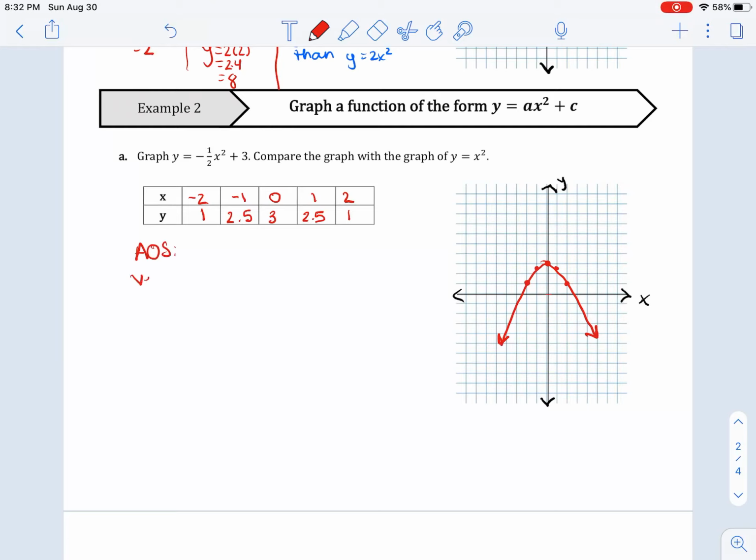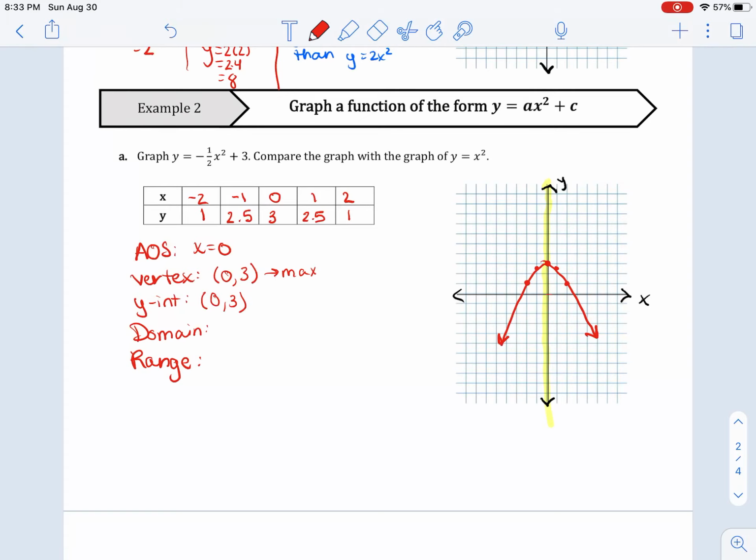So let's label. We always want to label the axis of symmetry, vertex, y-intercept, our domain, and our range. So our axis of symmetry here actually hasn't changed still. It's still at x equals 0. Our vertex, in this case our vertex is a maximum, and it's at 0, 3. So this is our maximum vertex. Our y-intercept is also at 0, 3.